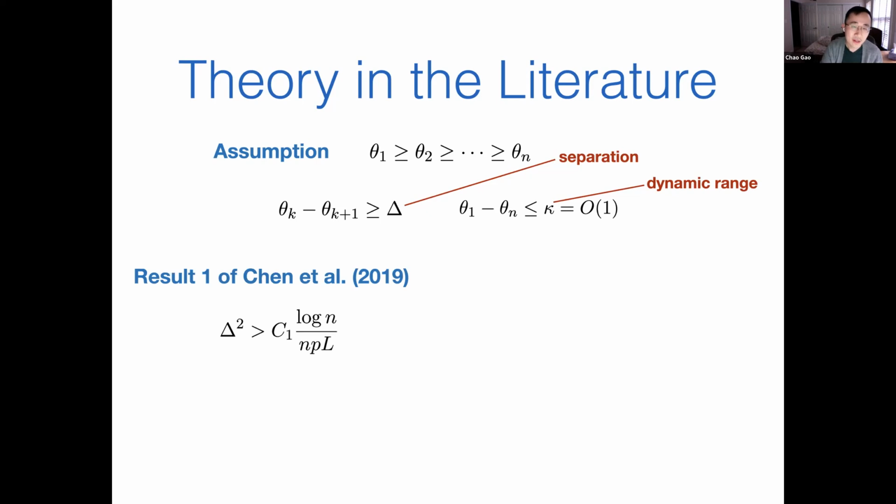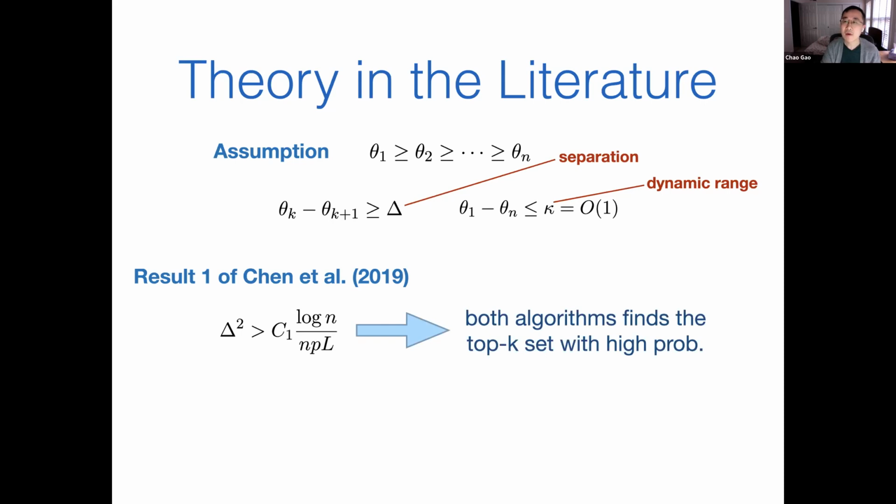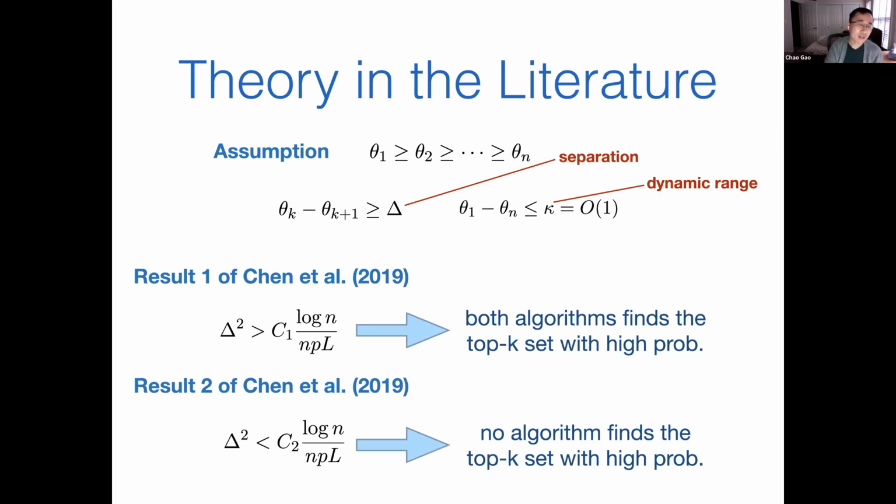The first conclusion says that if the separation parameter squared is greater than log n over NpL, remember, n is the number of players, p is the probability that two players get compared, and capital L is the number of games played between two players if they get compared, right? So up to a constant C1, if delta squared is greater than this ratio, both MLE and the spectral algorithm will find the top K set with high probability without any error. And this is sharp because they also prove a lower bound saying that if delta squared is smaller than this ratio up to another constant, no algorithm is going to work. In a sense, you can understand log n over NpL as the minimax rate of the problem, and both algorithms achieve this minimax rate.